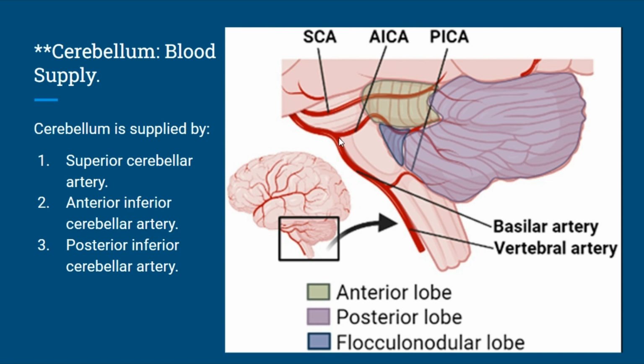You go up, you give out the anterior inferior cerebellar artery, and when you go further up, making the circle of Willis, you make the superior cerebellar artery. So these are the three major arteries that supply the cerebellum. This greenish color right here is the anterior lobe, this is the posterior lobe, and this is the flocculonodular lobe. So with this slide, we're going to end our presentation.